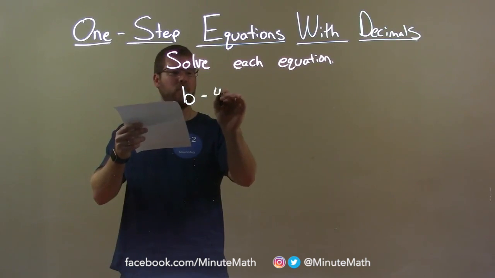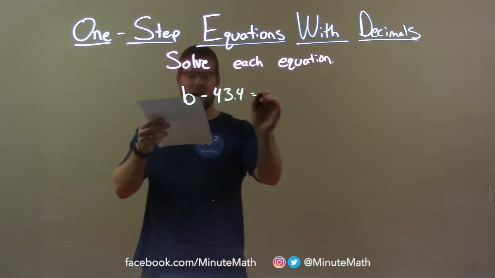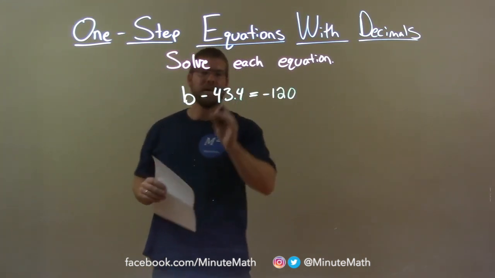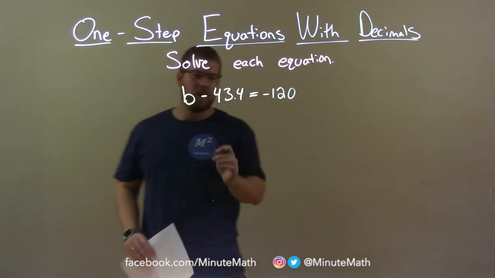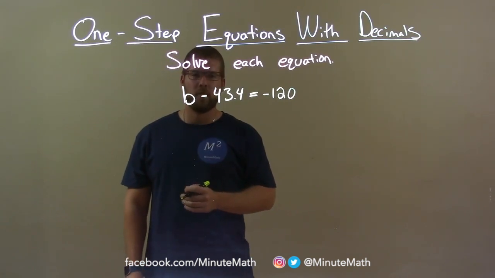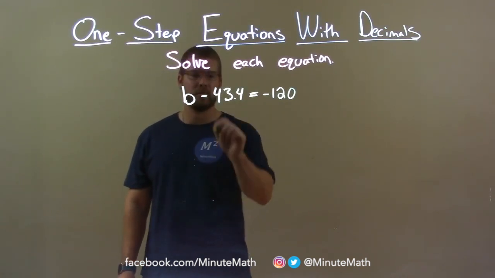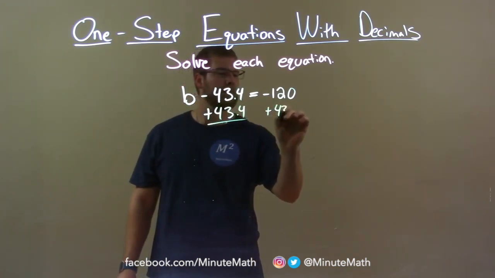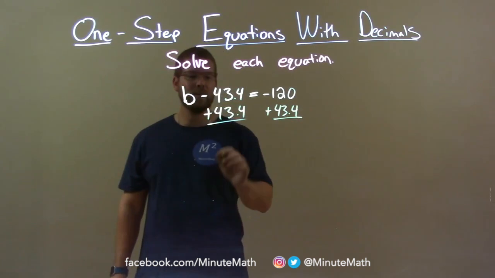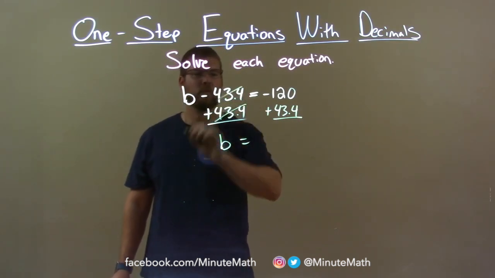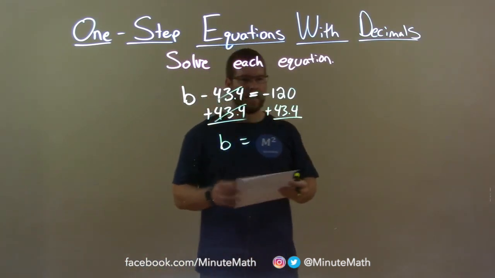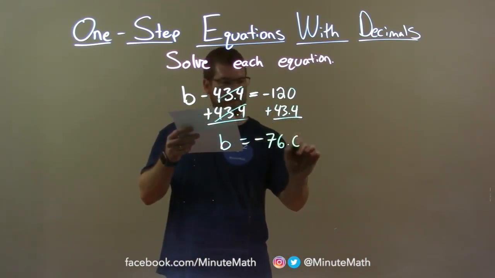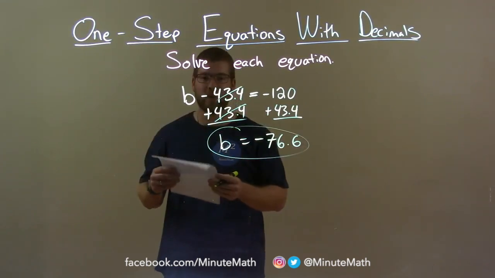B minus 43.4. And that is equal to negative 120. Now, to get b by itself, well, it's being subtracted by 43.4. Opposite of subtraction is addition. So if I add 43.4 to both sides, I'm left with b by itself on the left. Remember, these 43.4s cancel. On the right, negative 120 plus 43.4 is a negative 76.6. And there we have our final answer.